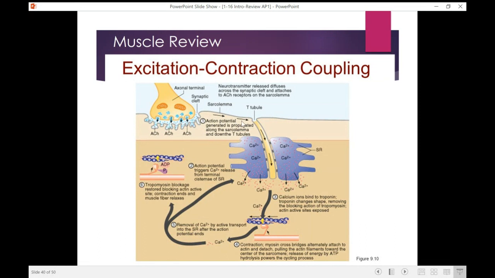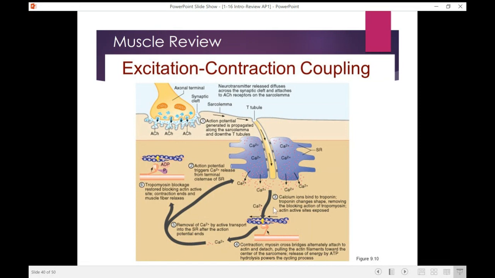And what it does is that it goes down the sarcolemma. The sarcolemma is the cell membrane for a muscle. And it's going to cause the release of calcium because it's going to travel through these two T tubules. And within the T tubules, we have this surrounding it, this sarcoplasmic reticulum, which is just like endoplasmic reticulum, but sarcoplasmic reticulum for muscles. We're going to release out all of this calcium.